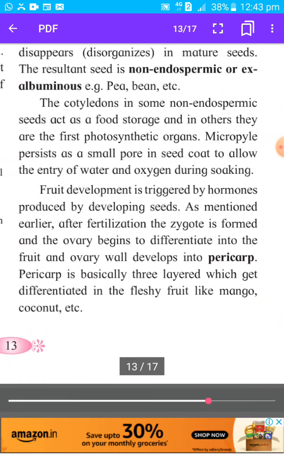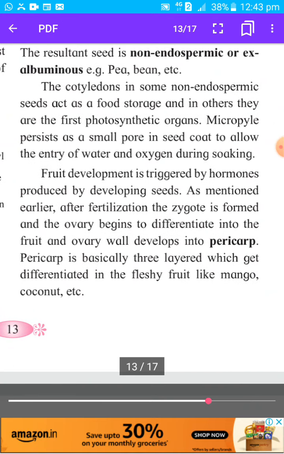Such seeds are called non-endospermic or exalbuminous. Example, pea and bean. Then the cotyledons in some non-endospermic seeds act as food storage, and in others they are the first photosynthetic organ. So sometimes the food is stored in the cotyledons, and sometimes they act as the first organ of photosynthesis, meaning they are green. You must have seen sometimes these cotyledons come above the soil and they are green, and these are the first leaves we can say, and they carry out photosynthesis as they are green in color.